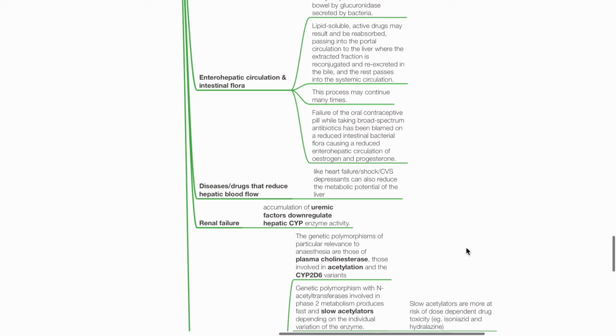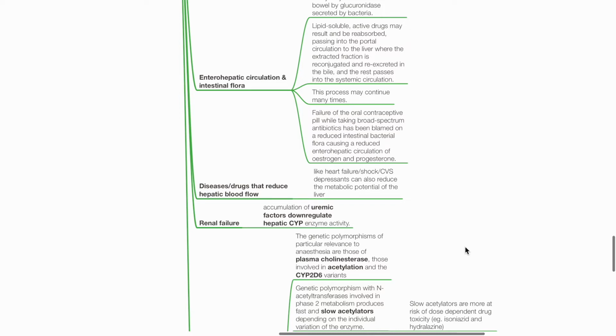This process may continue many times. Failure of the oral contraceptive pill while taking broad-spectrum antibiotics has been blamed on a reduced intestinal bacterial flora, causing a reduced enterohepatic circulation of estrogen and progesterone. Diseases or drugs that reduce hepatic blood flow, such as heart failure, shock, or CVS depressants, can reduce hepatic metabolism.